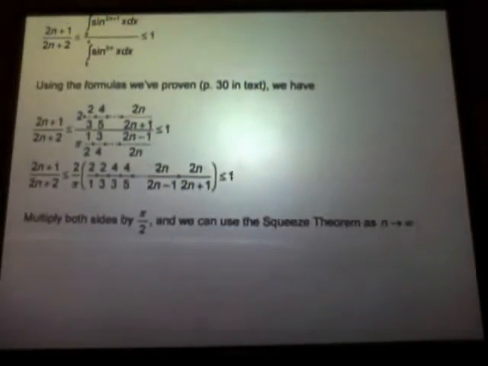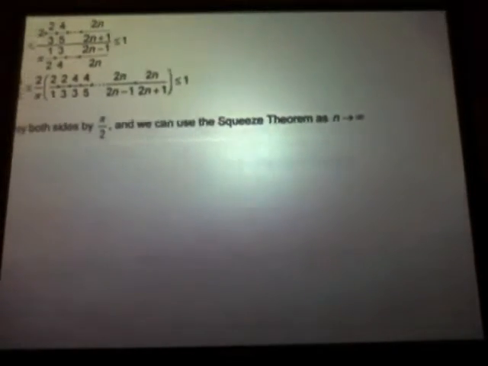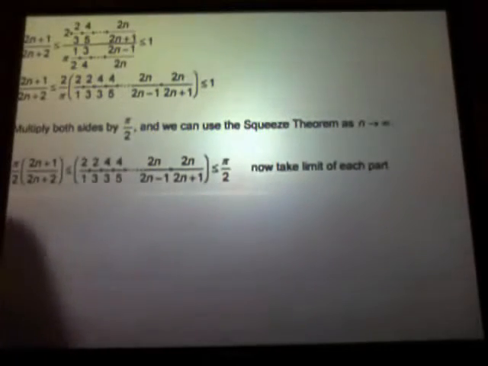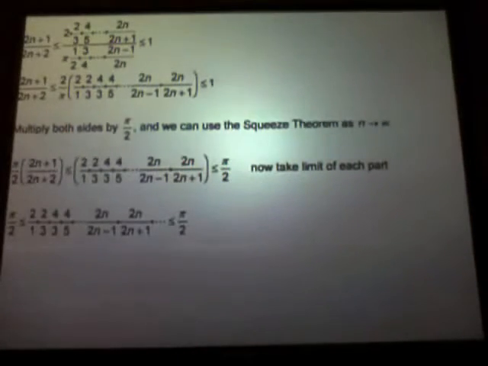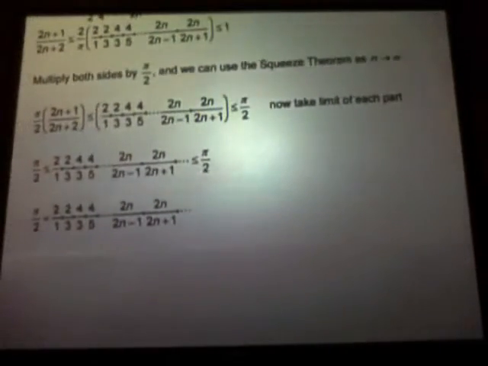Yeah. So if you multiply by pi over 2 on both sides, I think what he was trying to go for was the squeeze theorem. So you would multiply both sides by pi over 2, and you take the limit as n goes to infinity. Does that sound reasonable? So then you end up with pi over 2 is less than or equal to this, which is less than or equal to pi over 2. Yeah. So it proves that pi over 2 is equal to that.